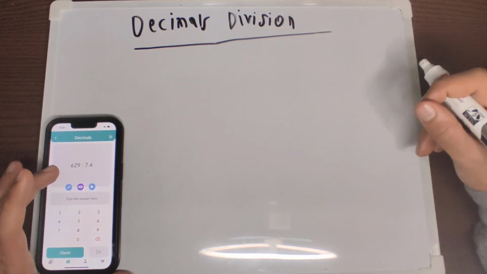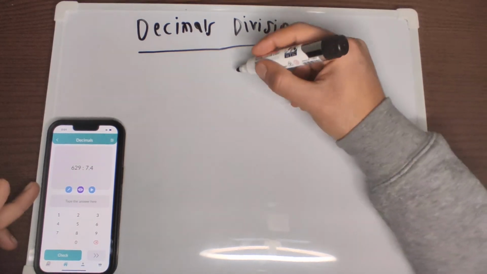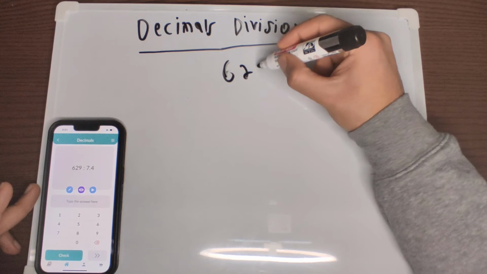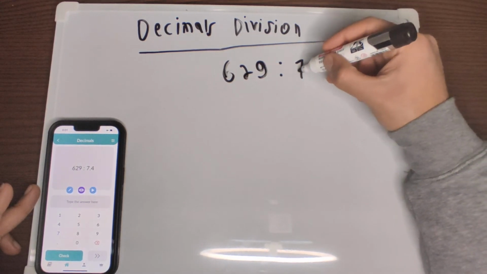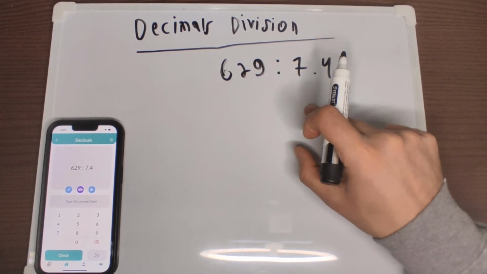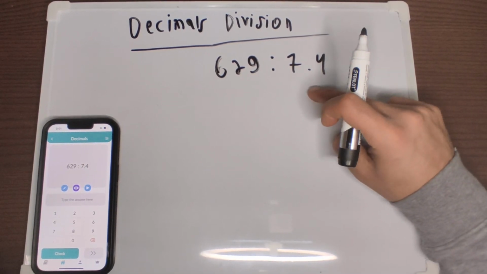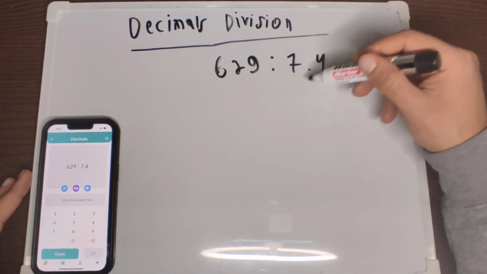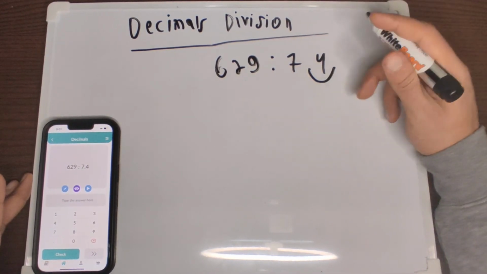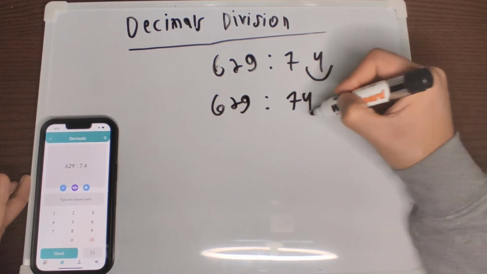Okay, so I really like this exercise. 629 divided by 7.4. So, only one number contains a decimal point. What should we do? I want to remove this decimal point. So, I will multiply this number by 10, as we have learned. And the decimal point will move one place to the right. So, the exercise will become like this.